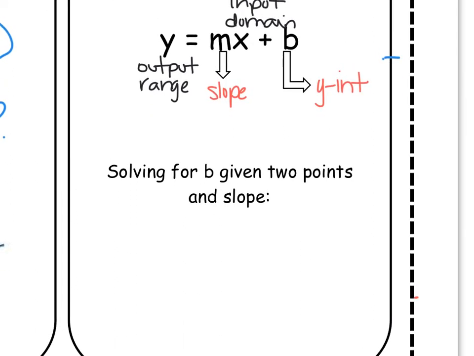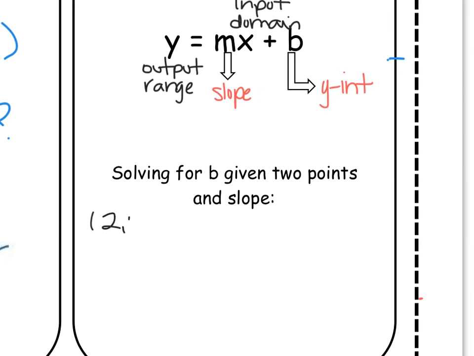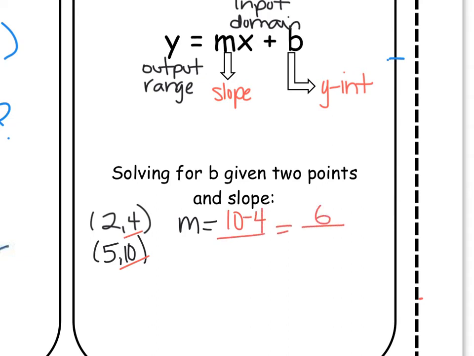So if we're trying to find the slope and the y-intercept from a pair of points, we are going to use the point (2, 4) and the point (5, 10). And we need to find the slope and the equation of the line that goes through these 2 points. So our slope, which is m, is the change in y, which is 10 minus 4, which equals 6, divided by the difference in x, which is 5 minus 2, which is 3. And if we simplify that, we have a slope of 2.